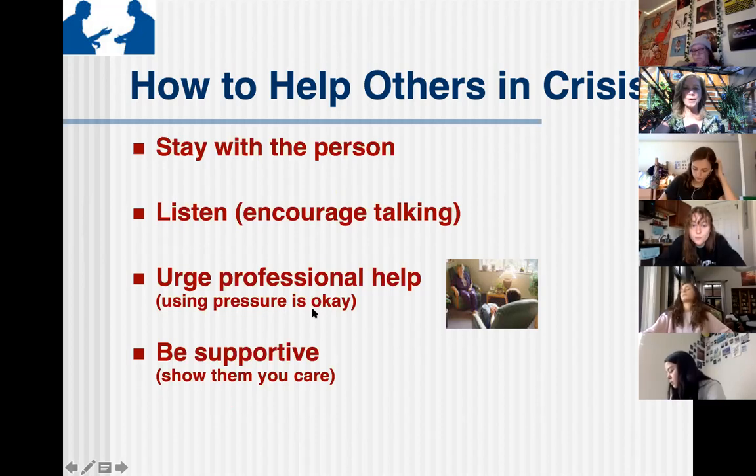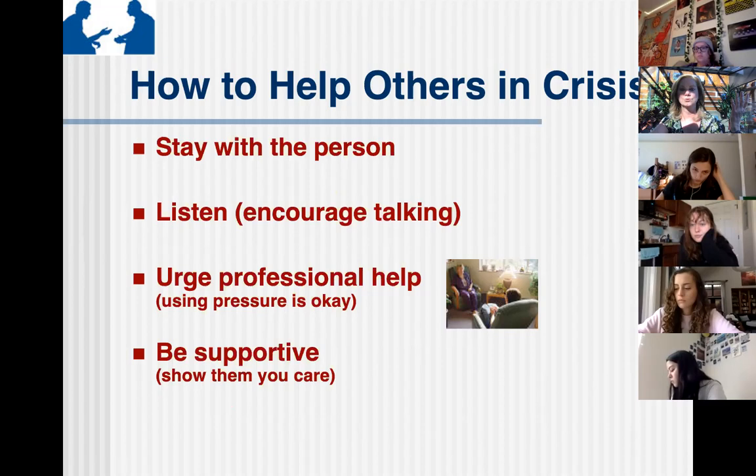Professional help, the pressure's okay. And again, you want to get them in hands where people know what they're doing. Be supportive, show them that you care, whatever that might be. If you're going to the hospital, can I bring you, let me know if you need clean clothes. Let me know if you need me to take care of your cat. Let me know if you want me to call your parents for you, that type of thing. All those different ways of being supportive.